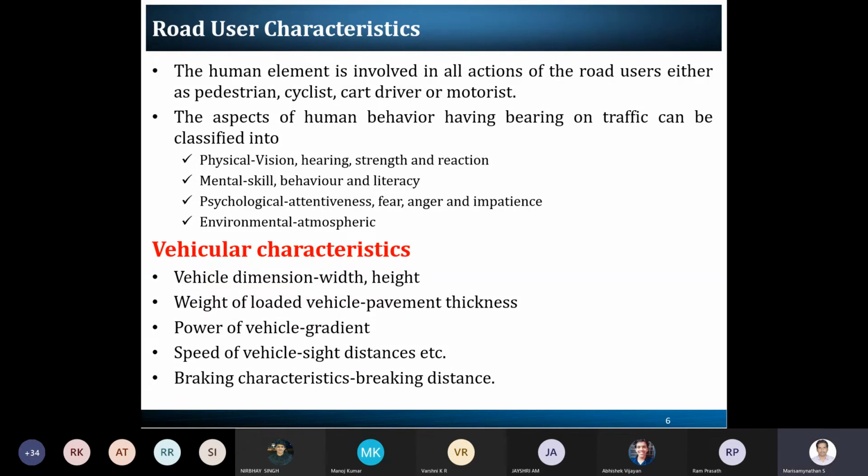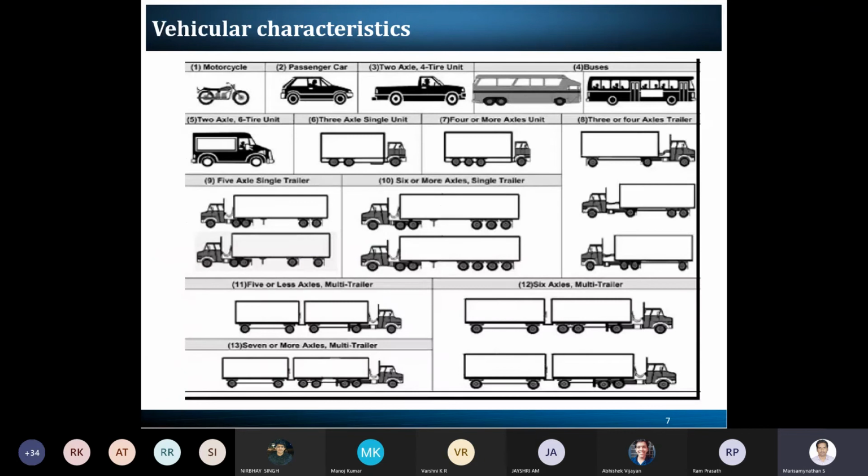Then the vehicle characteristics, the final one, will be the vehicle characteristics. It has different aspects like the dimensions, the weight, power of the vehicle, speed of the vehicle, braking characteristics. Different kinds of vehicles are there with respect to different sizes and axle load. All these vehicle characteristics have an impact when it comes to traffic engineering study. Also when it comes to braking distance, what will be the initial speed, what is the actual duration of brake application.